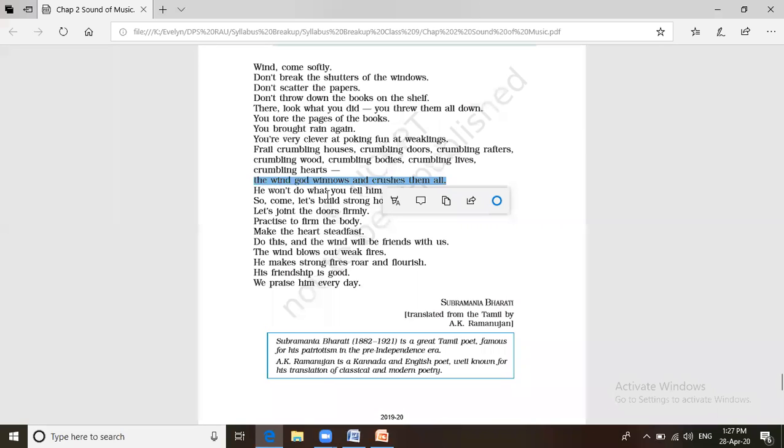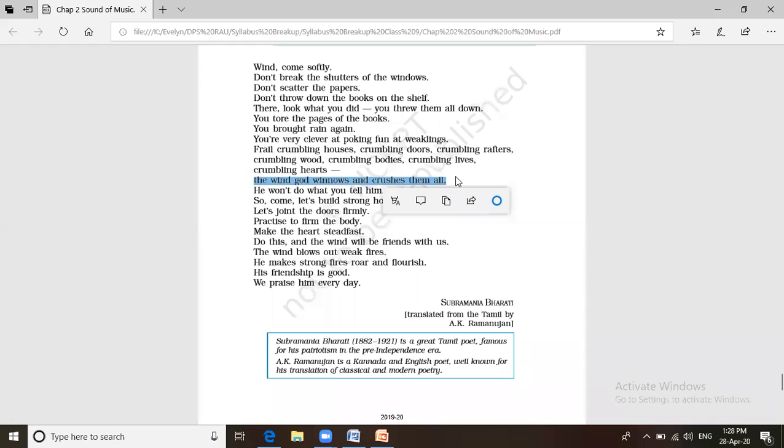Winnows is a verb. In these lines, the wind god, now wind has been promoted, put on a higher pedestal. Now the wind is the god, and it's like our destiny. The wind god winnows. Winnows means, you know how we winnow and separate the husk from the grain. So the wind god does the same thing. The wind god removes the husk, the chaff from the grain. And this is what life does to us.